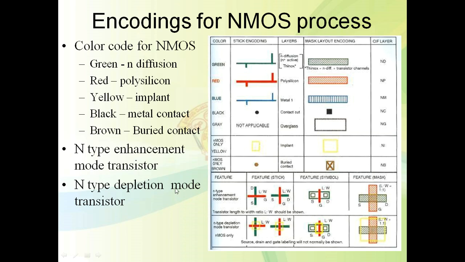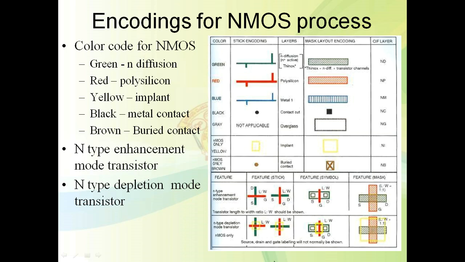Now you can see there are 2 types of transistors, enhancement mode transistor and depletion mode transistor. In the case of an enhancement mode transistor there is no channel present, and in the case of a depletion mode transistor a channel already exists. So for the channel to be present, we have to implant diffusion. For that we have to show where the implant is.